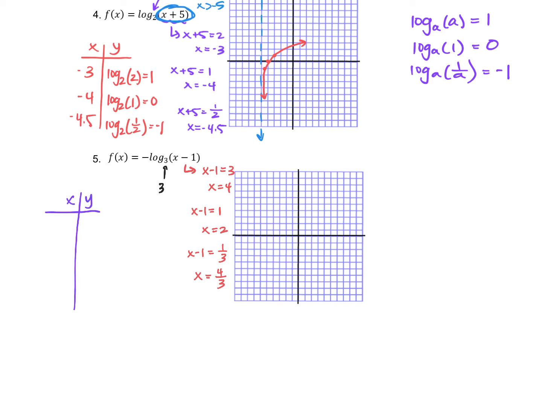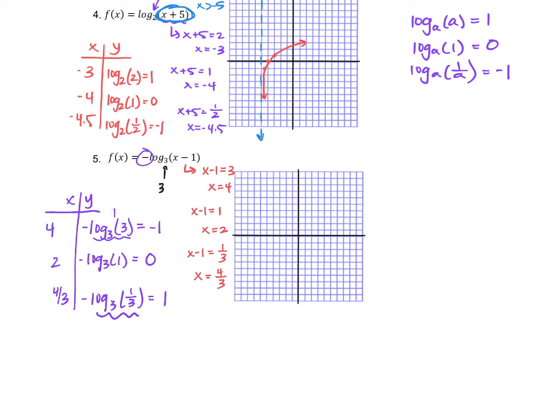Making my xy table here, plugging in 4, I get negative log base 3 of 3. So log base 3 of 3 is going to be 1. Multiplying that by the negative on the outside, I get a y value of -1. Plugging in 2, I get negative log base 3 of 1, which is going to equal 0. And then lastly, 4/3, or 1 1/3, I get negative log base 3 of 1/3, which is going to end up being a positive 1. Log base 3 of 1/3 is -1, times that negative on the outside gives me positive 1.